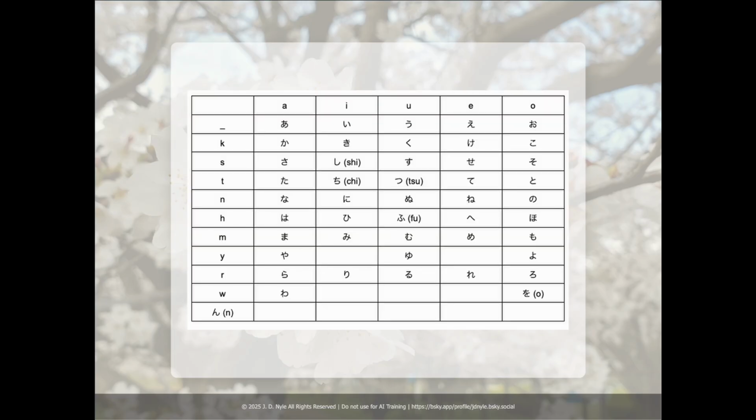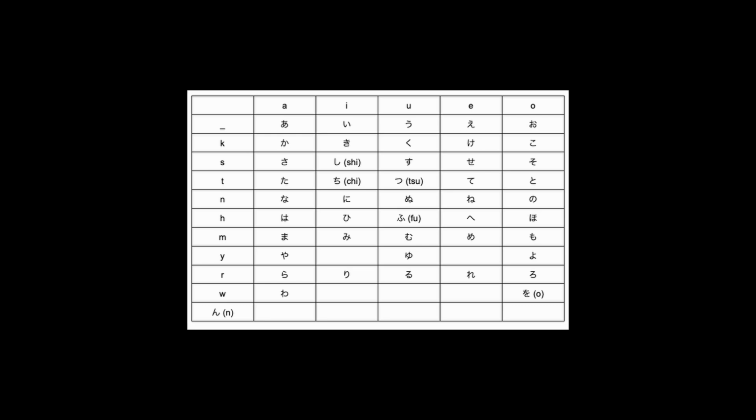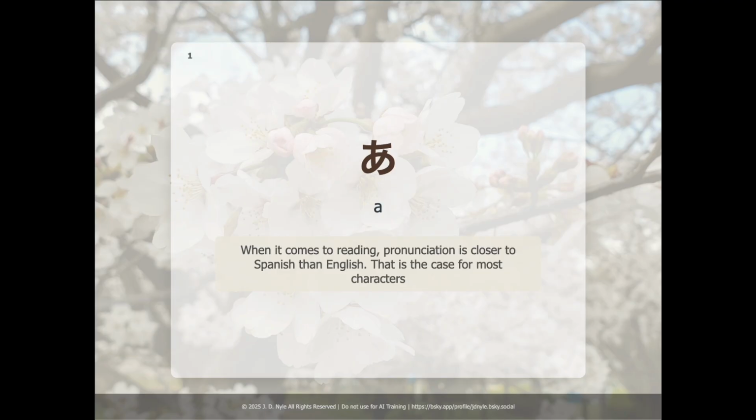So let's get started. Here is the main chart. We will be going over these characters one by one, and then I'll give some extra notes and clues. First character is A. When it comes to reading, the pronunciation is closer to Spanish than English, and that is going to be the case for most of the characters. So if you learn Spanish, like A, B, C, D, using those pronunciations will help your Japanese a lot better.